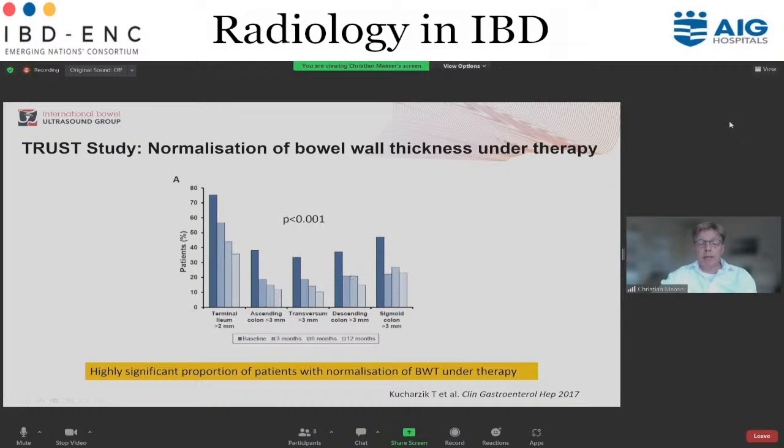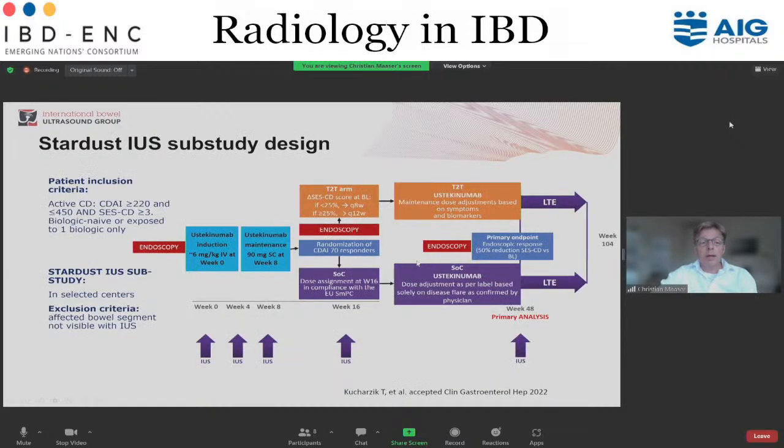So a highly significant proportion of patients had normalization of bowel thickness under therapy. Another trial, the STARDUST IUS sub-study, has just been accepted for publication in Clinical Gastroenterology and Hepatology. In that large trial, a sub-study was added and intestinal ultrasound was performed in a subgroup of patients at weeks 0, 4, 8, 16, and 48. All the patients had a flare of Crohn's disease and were treated with ustekinumab.